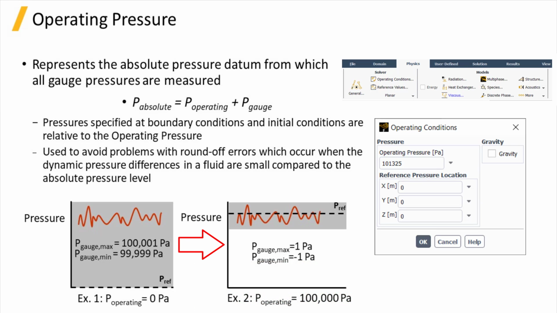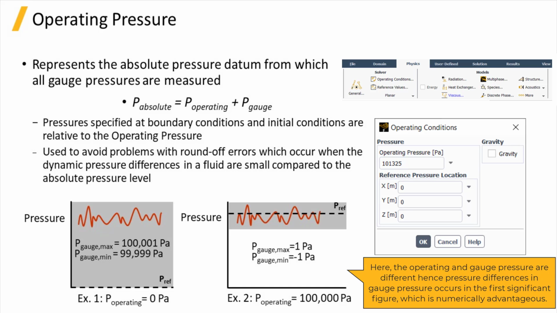On the right, the operating pressure is instead set to 100,000 pascals. Now, the maximum gauge pressure is 1 pascal. The minimum gauge pressure is minus 1 pascal. And so then, when Fluent calculates the solution, any pressure differences occur in the first significant figure, which is numerically advantageous.